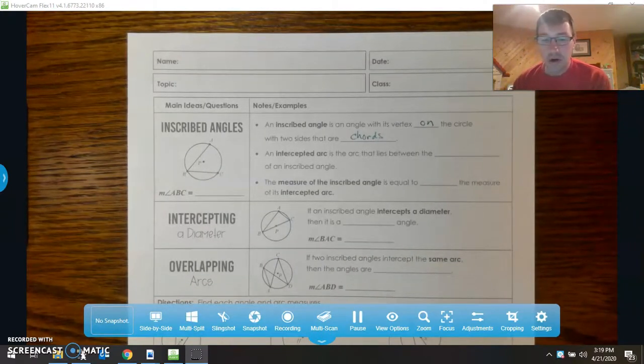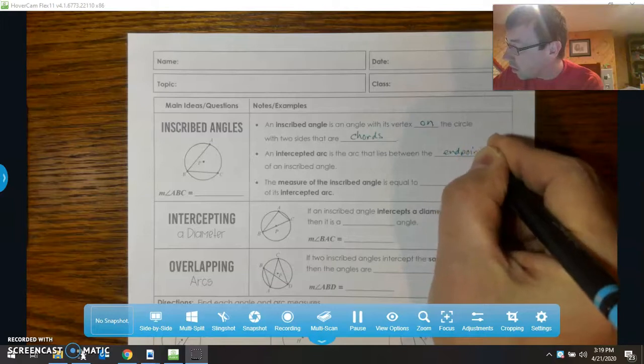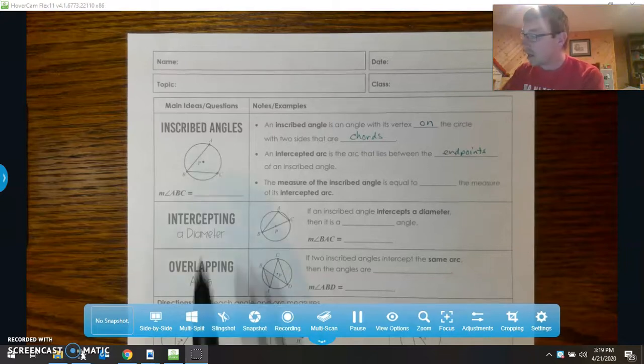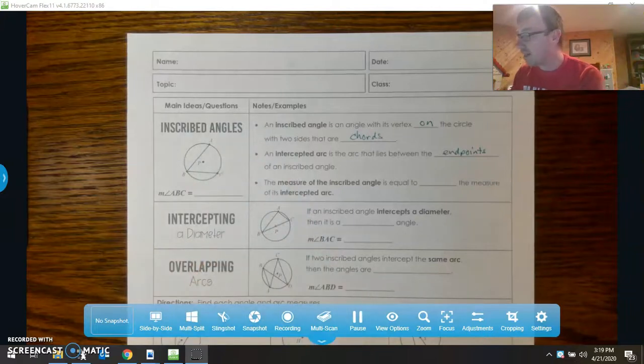An intercepted arc is the arc that lies between the endpoints of the inscribed angle. So the intercepted arc of angle ABC is arc AC.